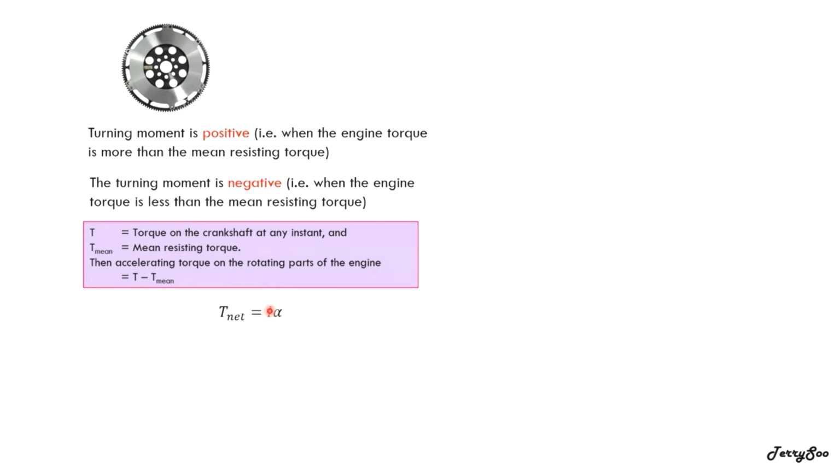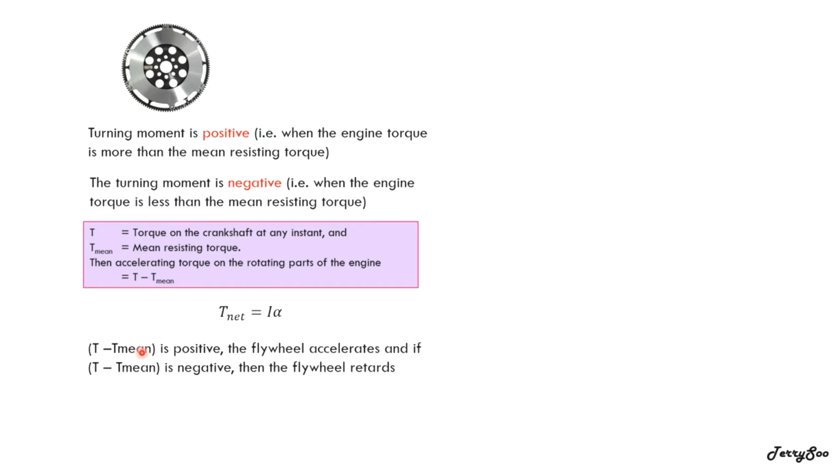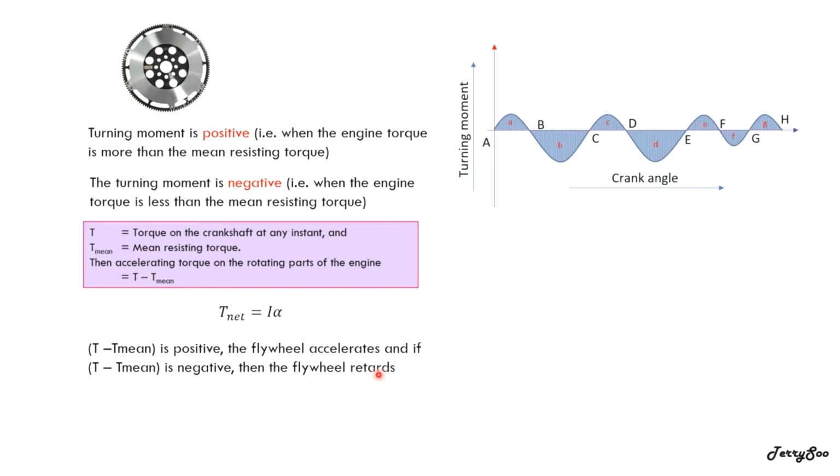For linear motion, we have net force equals MA. For a rotational object, we have net torque equals the product of I alpha, where I is the moment of inertia, measured in kg meter square, and alpha is the angular acceleration, measured in radian per second square. So if T minus T mean is positive, the flywheel accelerates. If T minus T mean is negative, then the flywheel is decelerating or retarding.